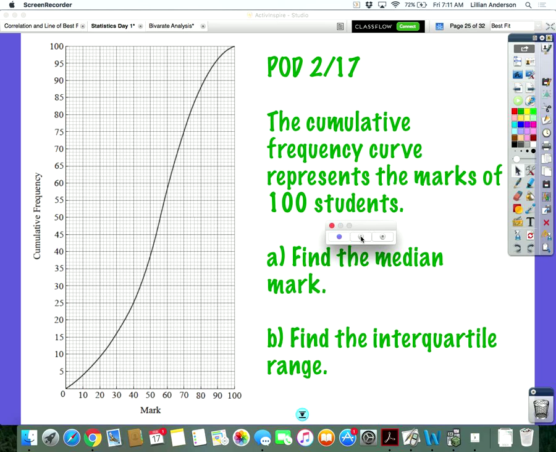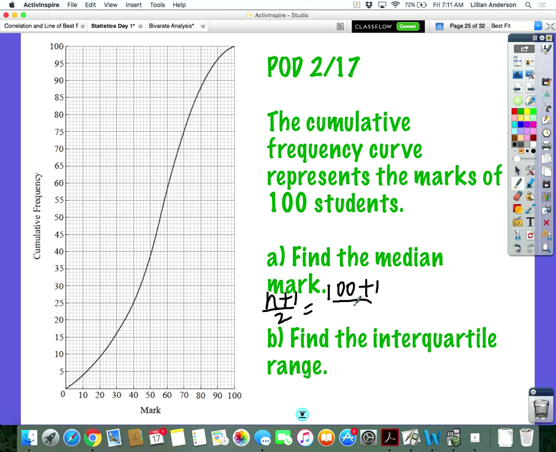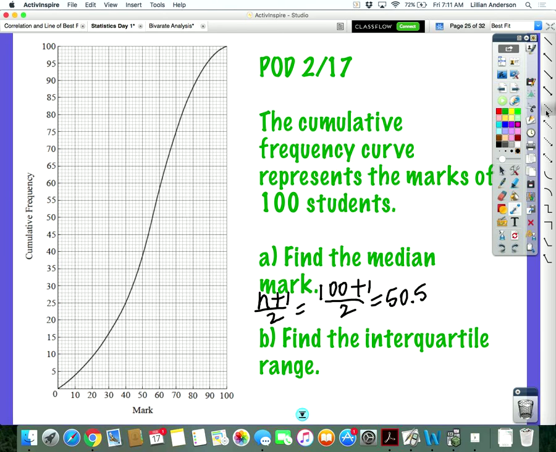But we need to find the median mark. So as we know, the median represents the number that we have. We have 100 students, so this is going to be 50.5. Now that doesn't tell us exactly what the median is, it just tells us where to find it.